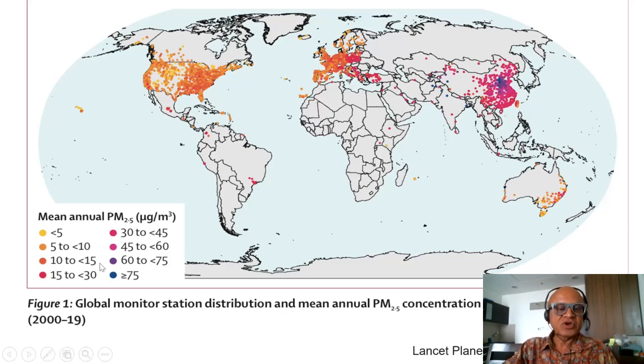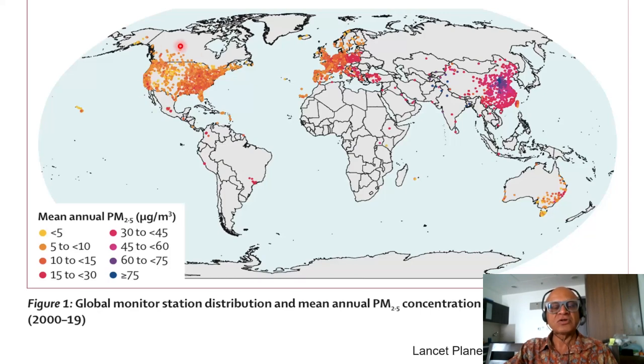But coming back to this particular paper here, we are going to look at mean annual PM2.5 in micrograms per meter cubed, and the scale goes from less than 5, which is better than the WHO standard for safe levels, to greater than or equal to 75 micrograms per meter cubed, which is orders of magnitude higher than what WHO recommends. These are the global monitor station distributions and mean annual PM2.5 concentration over 2 decades from 2000 to 2019, and you can see that the coverage is pretty good in the US, but still there are big holes.